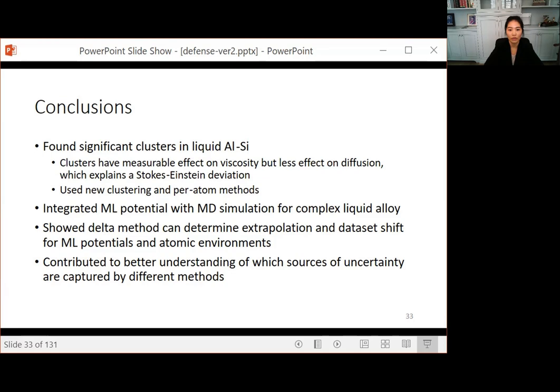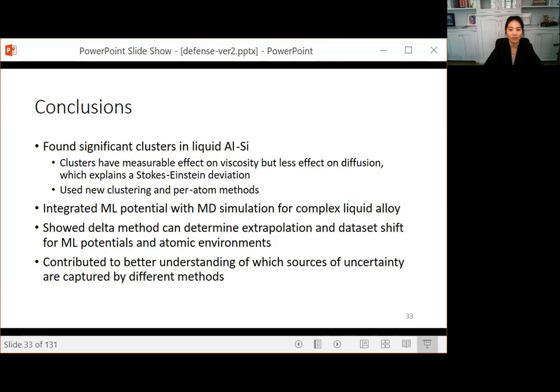And then we integrated the ML potential with MD simulation for a complex nickel aluminum tungsten alloy. And we also show that the delta method can determine extrapolation and data set shift for machine learning potentials and atomic environments. And this is very important if we want to reliably use the ML potentials with MD simulation. And then we contributed to better understanding of which sources of uncertainty are captured by different methods.